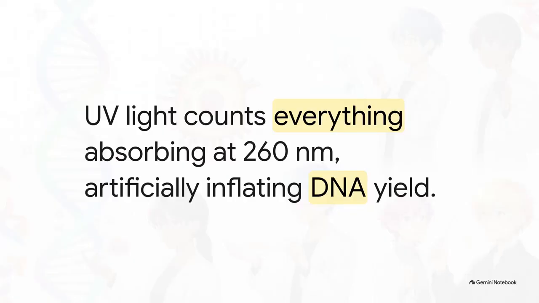So, the central flaw in this experiment is that UV light is totally blind to identity. It doesn't know what it's looking at. It just enthusiastically counts everything absorbing at 260 nanometers. Meaning, if your sample is packed with RNA, your DNA concentration reading is going to falsely skyrocket. And guys, this is a critical laboratory crisis. Overestimating your DNA yield can severely compromise highly sensitive downstream applications, like dropping thousands of dollars on next-generation genetic sequencing only for it to fail.